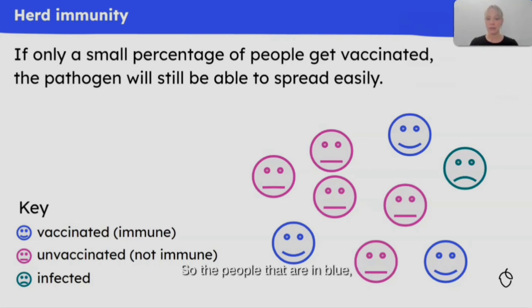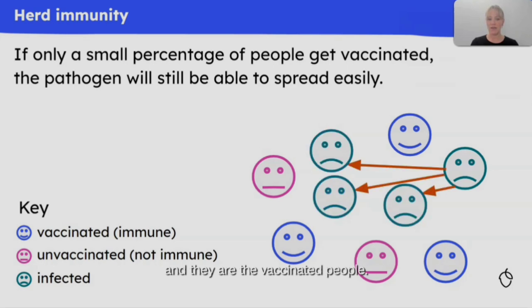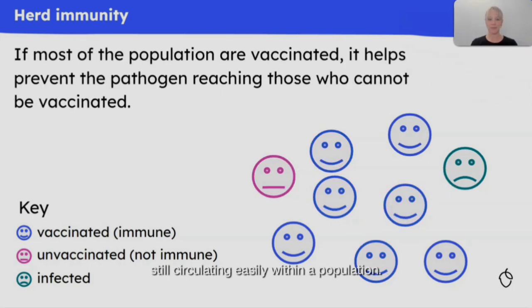If only a small percentage of people get vaccinated, then unfortunately that pathogen can still spread quite easily. The people in blue are the vaccinated people. Our initial infected person is not able to spread it to them, but the people that pick it up and are not vaccinated can then spread it on to other people that are not vaccinated as well. So we've got that disease still circulating easily within a population.